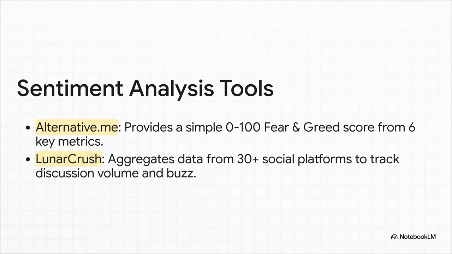The two big players here are the Fear and Greed Index from alternative.me and a tool called LunarCrush. The index gives you that powerful, at-a-glance score we just saw. LunarCrush, on the other hand, goes way deeper. It scours social media platforms like Twitter and Reddit to see what coins people are talking about and, crucially, whether that buzz is positive or negative. It's kind of like having a direct line to the collective crypto consciousness.